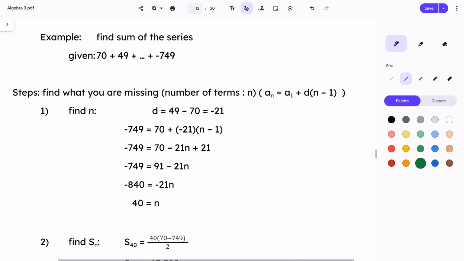Okay, let's do another example of what we were just talking about. We want to find the sum of this series. It's 70, 49, and it's going down all the way to negative 749. So again, for this one, if you're going to do this by hand, you'd have to first figure out what's the difference, like what are they doing each time? How did they go from 70 to 49? What did they subtract? And then you have to think about how many other terms are in there. You'd have to find them all and then add them all together. It's tedious. So instead, let's do our shortcut. What's the first term?